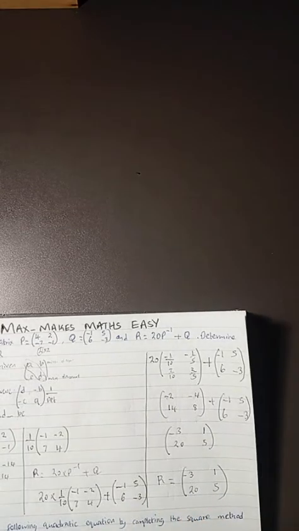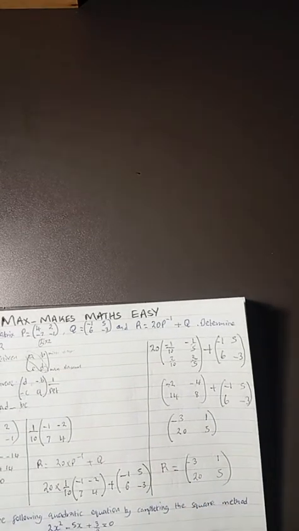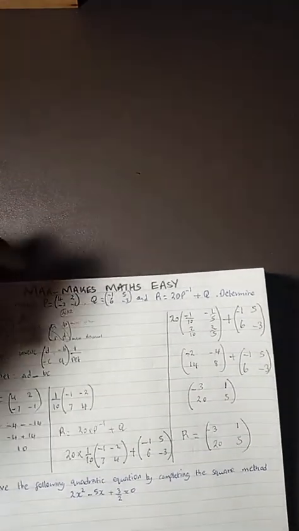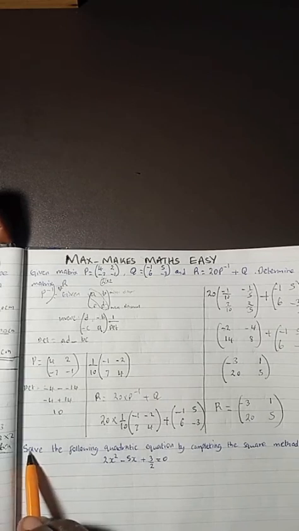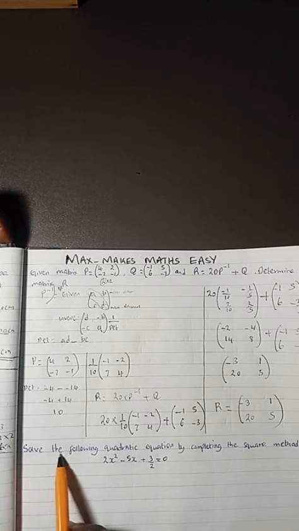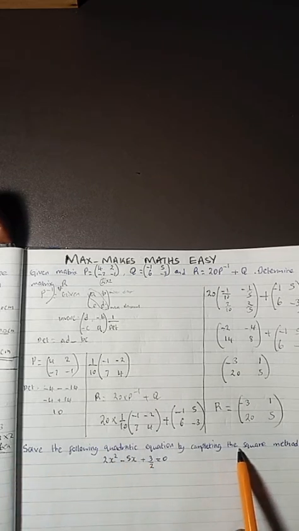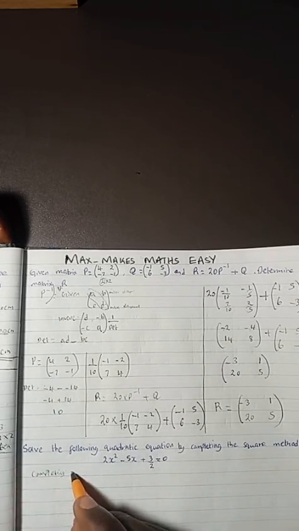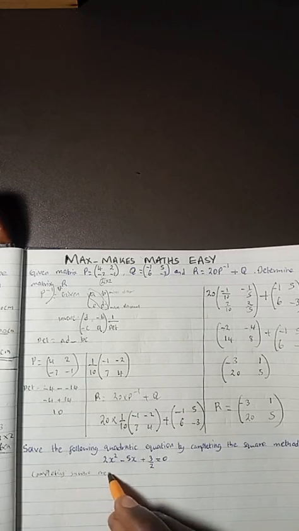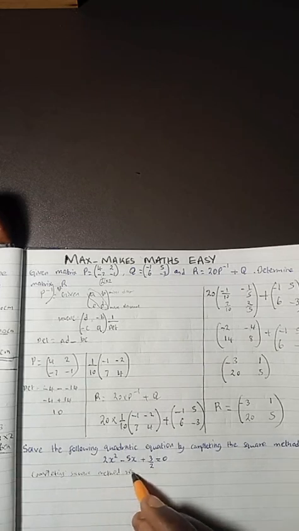So we are going to our next question, which is the quadratic questions. I hope you've understood matrices. So we're going to do our second question, which reads, solve the following quadratic equation by completing the square method. So what does completing square method require?